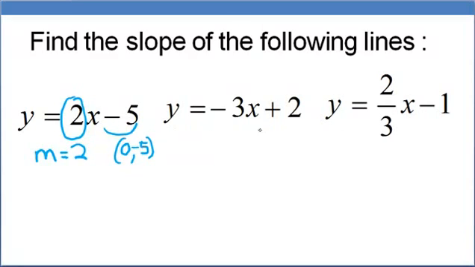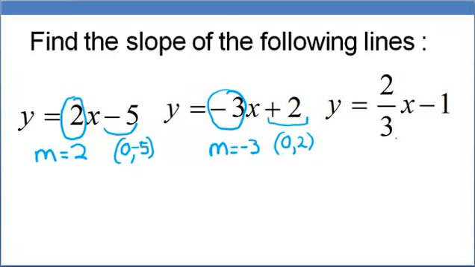So for our second example, y equals negative 3x plus 2. To find the slope, y is isolated, so it is in the proper form. Your slope is the coefficient of the x. The coefficient does include the sign. So m equals negative 3. You can also pick off your y-intercept. It didn't ask for it in this question, but you could. It will be 0, 2.